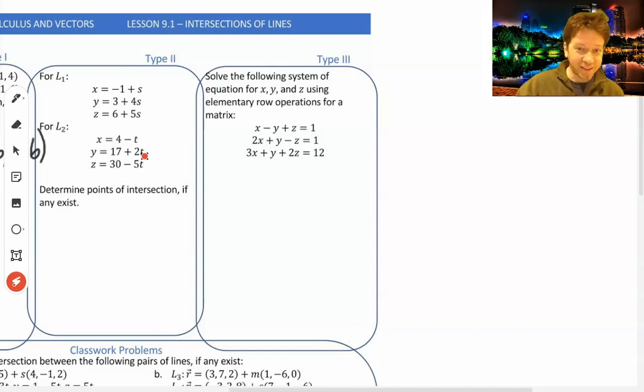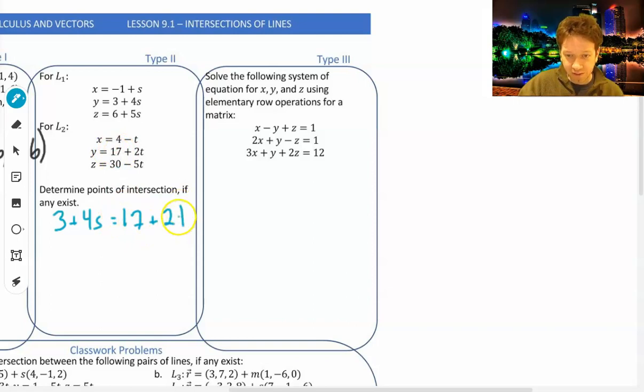Now in the previous one, I set x equal to x and y equal to y. You don't always have to do x and y. So what I'll do with this one is I'll do y and z. Right? So I can set y equal to y, and that'll give us the equation 3 plus 4s equals 17 plus 2t. Okay? And I can clean that up a bit. I can write it as 4s minus 2t equals 14. I can clean it up a little more by dividing every term by 2. And just write 2s minus t equals 7.